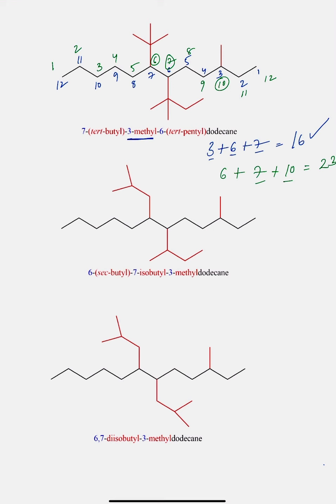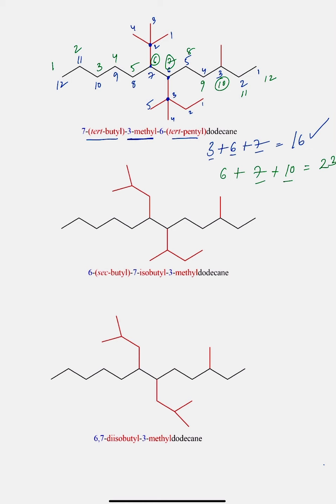And what group is attached at 6? This is 1, 2, 3, 4, 5 carbons. And if you see this carbon which is attached to the main chain, it's a tertiary carbon. That's why it's called tert-pentyl. And here if you see, you have 1, 2, 3, 4 carbons, so that's a butyl group. And the carbon that is attached to the parent chain is a tertiary carbon. That's why the substituent is called tert-butyl, and it is attached at carbon 7 according to the blue numbering.